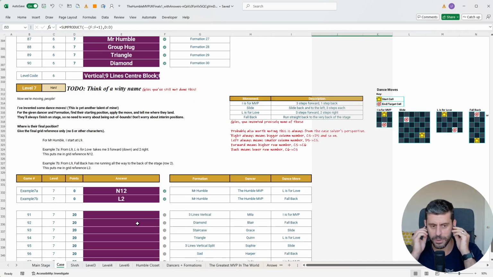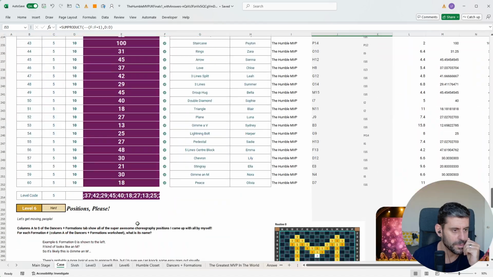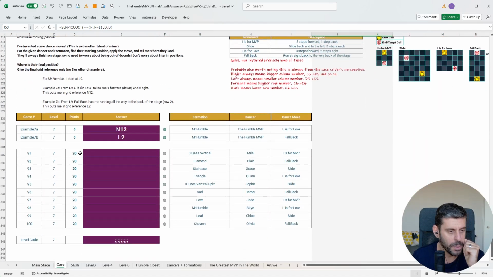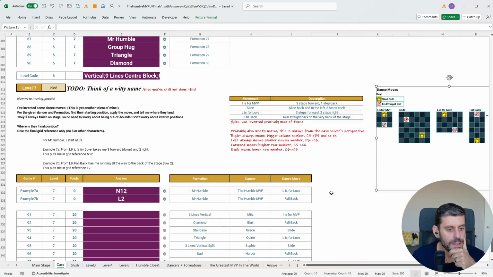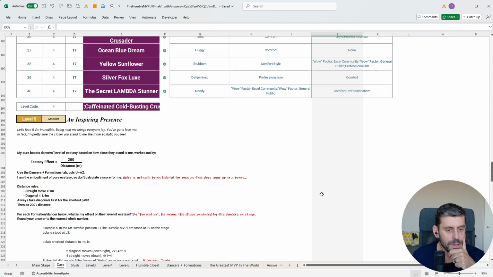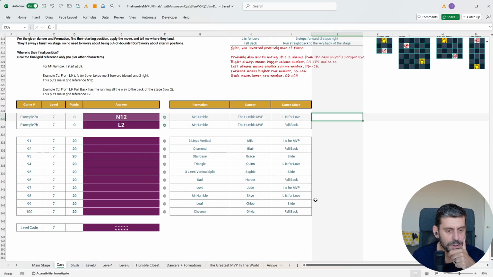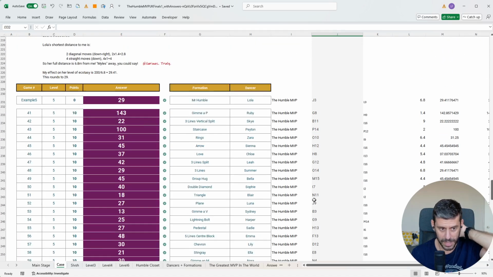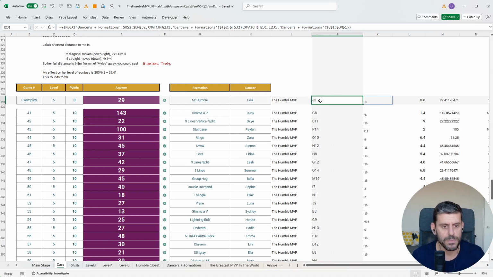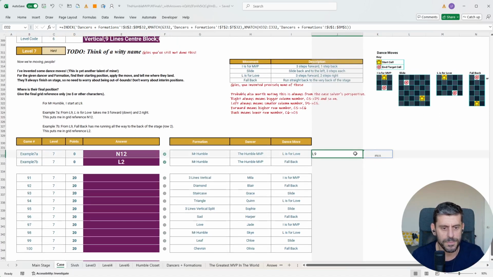Level 7 was actually probably easier than level 6, or at least it was worth the same amount of points. It actually provides a formation, a dancer and a dance move, and then asks you to apply a dance move which has certain steps to be done. And yeah, so let's see how it works. I can probably leverage this formula here.